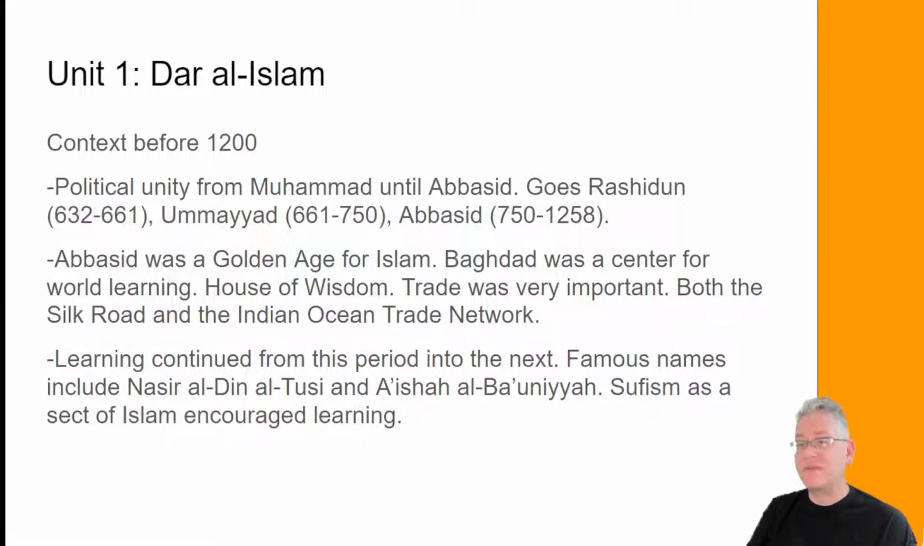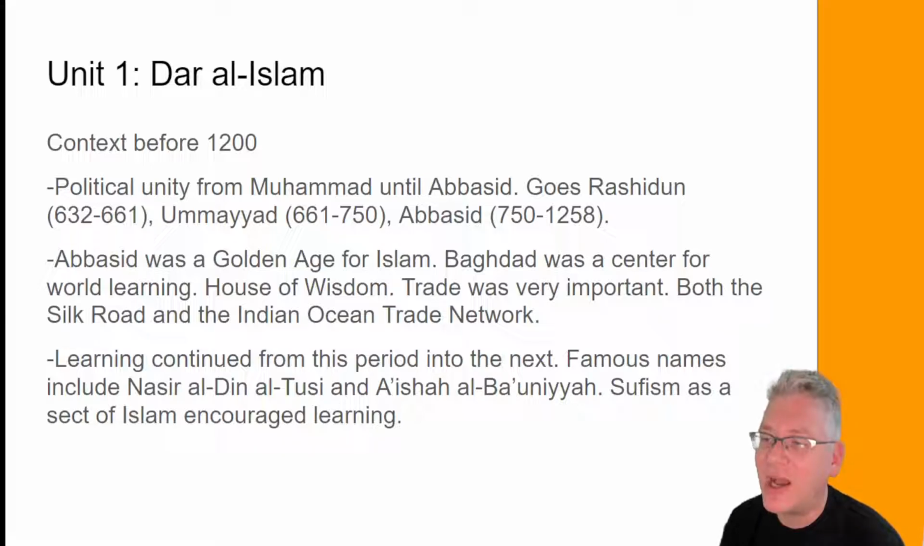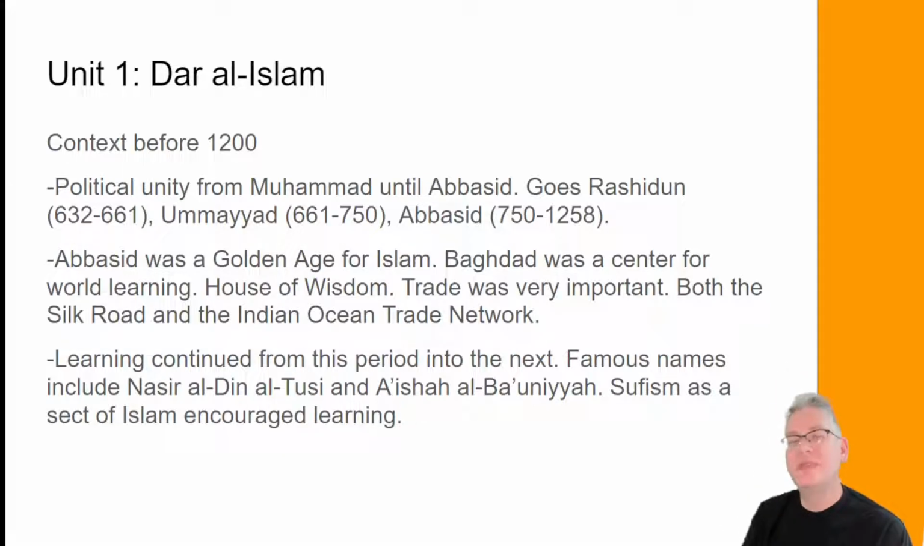Lots of trades, kind of dead in the middle of all that. And they are important to both the Silk Road and the Indian Ocean trading network. Learning continued in this period into the next. So famous names would include Nasr al-Din al-Tusi, who is a famous scientist, and a woman whose name is very difficult for me to pronounce, but I think it's Aisha al-Ba'uniya, who is a female poet and writer who is also extremely important in this period.